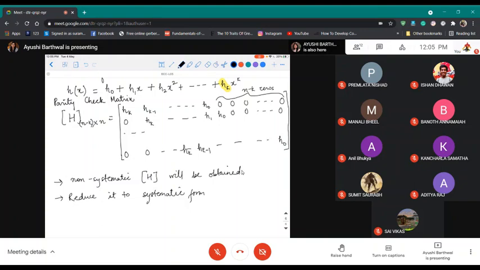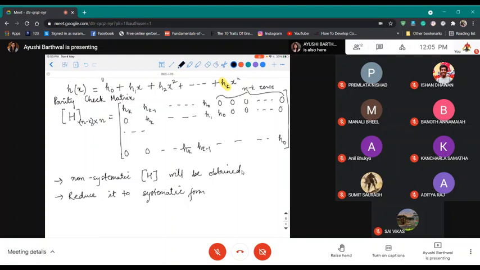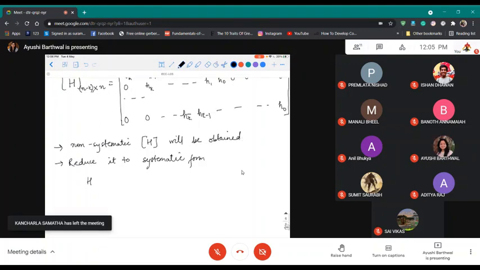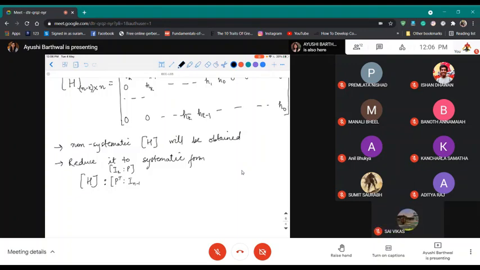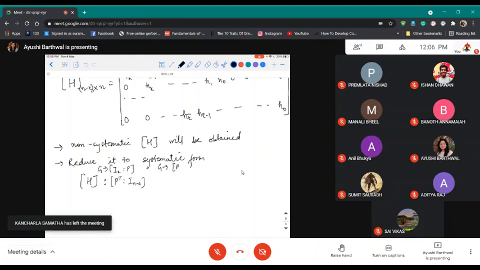by using the matrix reduction method. The systematic form will be: if your generator matrix is of the form I_k P, you're writing the generator matrix in this order, then your parity check matrix will be written as P transpose I_(n minus k). And if the generator matrix is written in the form P, I_k, then you have to obtain the parity check matrix in this form.